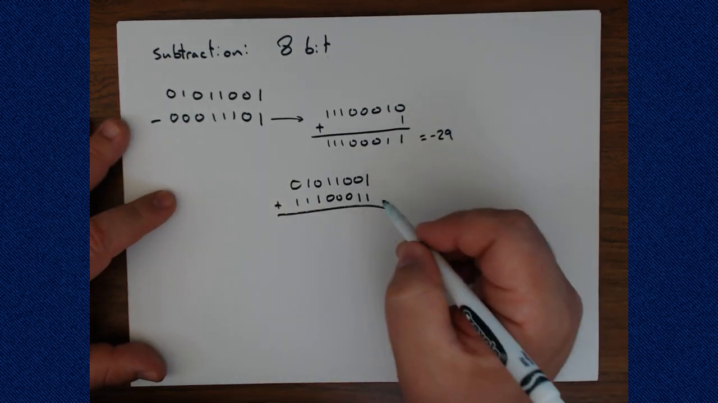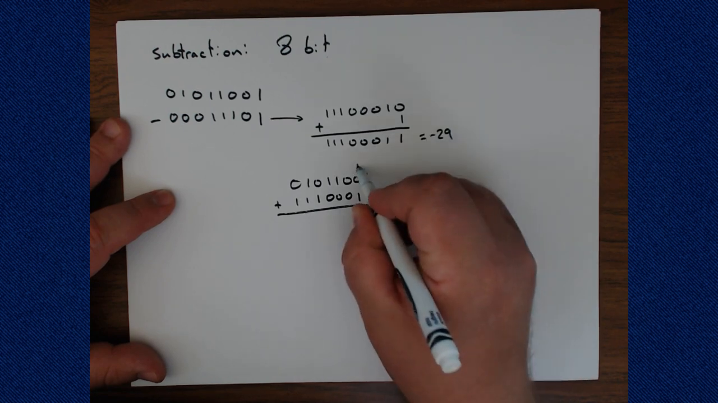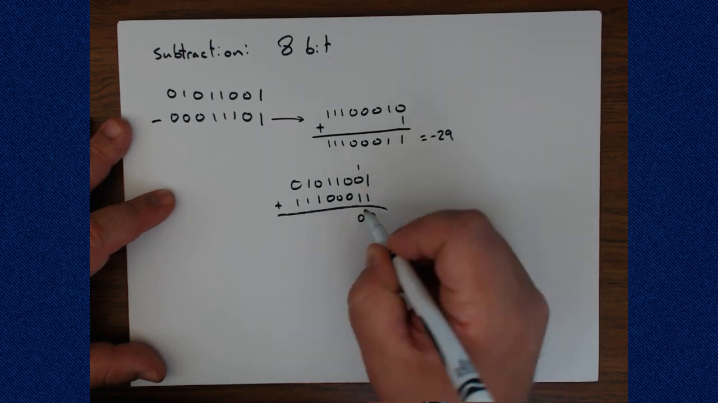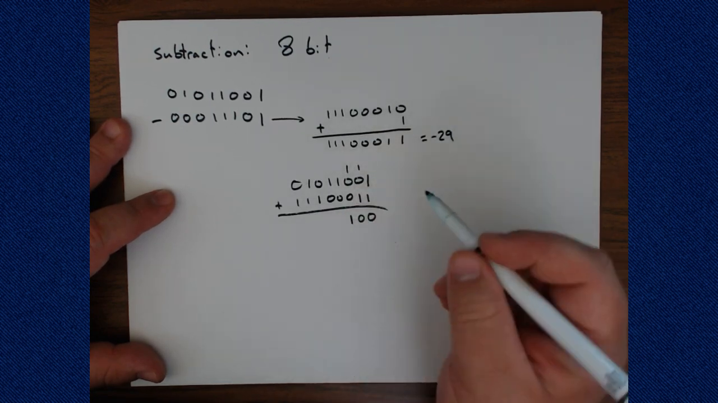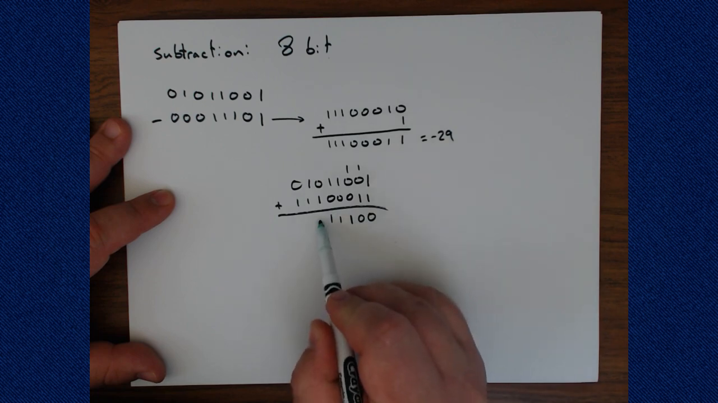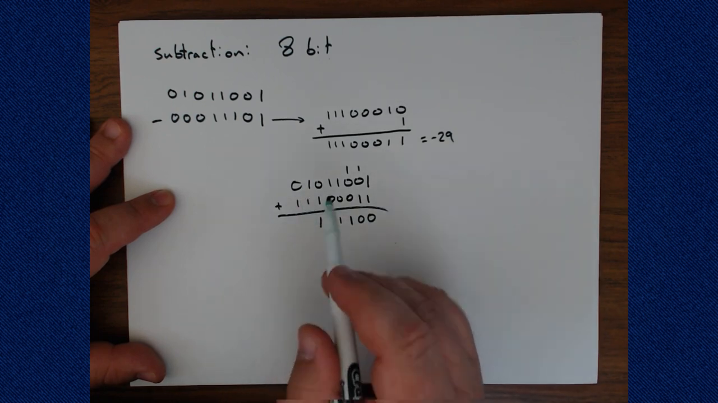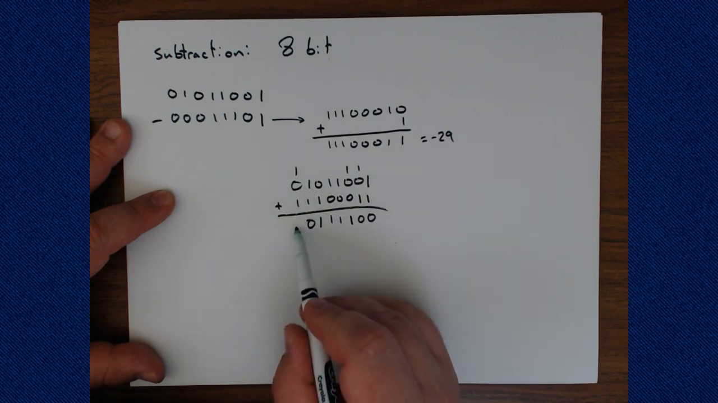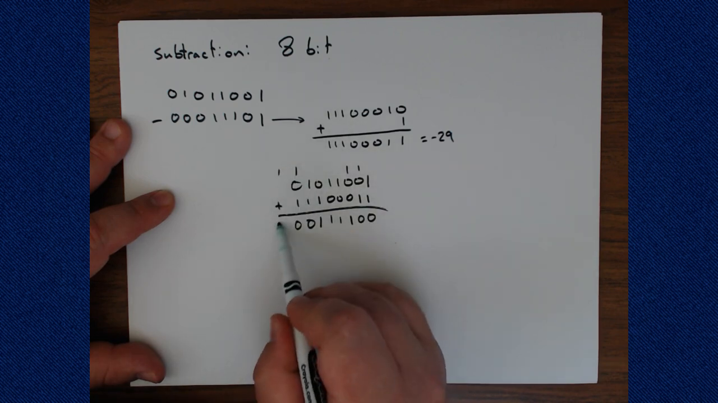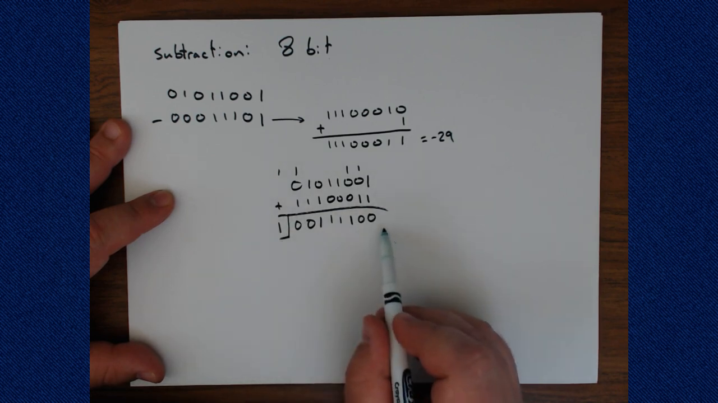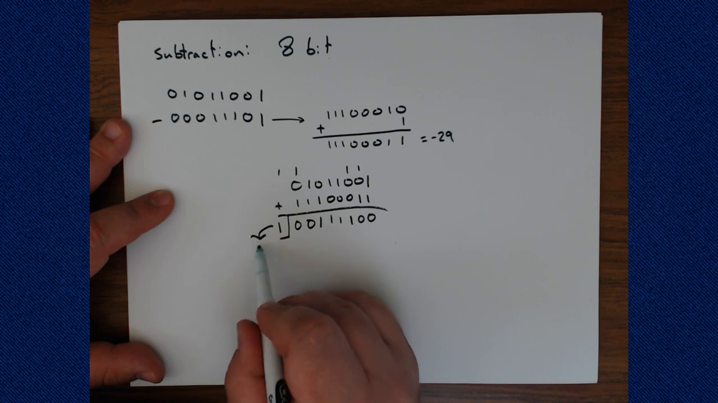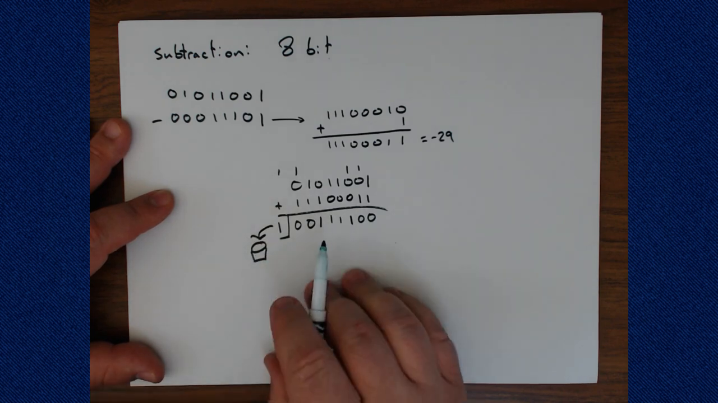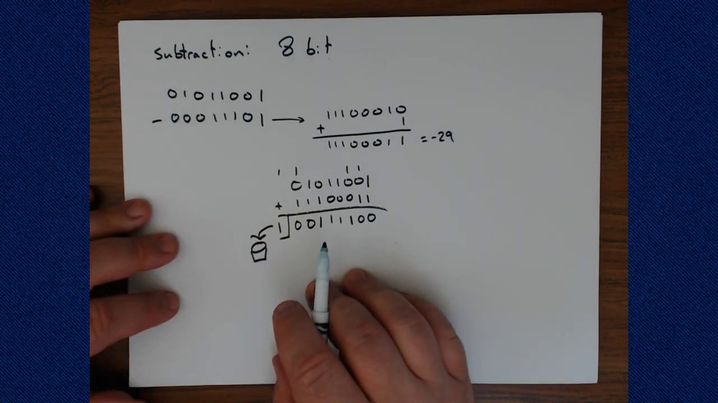So now I'm going to get a 1 plus 1 is 0, carry the 1. 1 plus 1 is 0, carry the 1. 1 plus nothing, 1 plus nothing, 1 plus nothing, 1 plus nothing. 1 plus 1 is 2, so that's a 0, carry the 1. And 1 plus 1 is 2, so that's a 0, carry the 1. And we get this 1 here, but because we're on an 8-bit system, this guy goes to the bit bucket, as we have seen before.